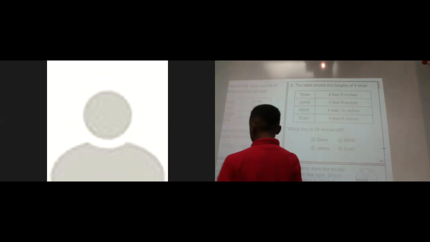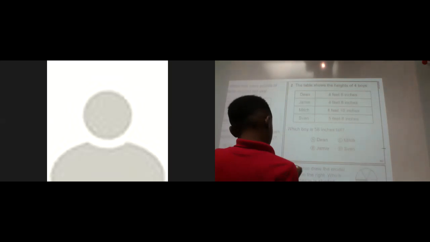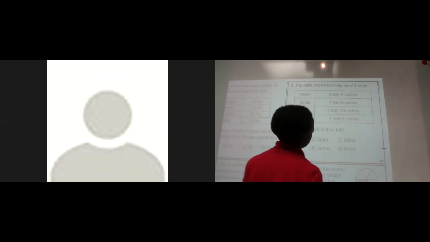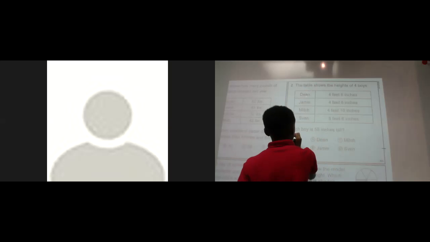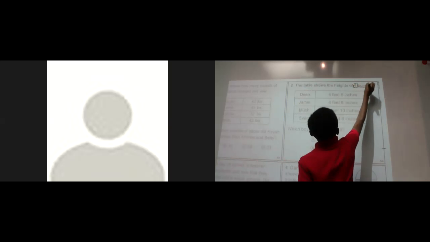All right, the table shows the height of 4 boys. So you got your little chart there. Which boy is 58 inches tall? Oh gosh. No, 58 inches. So underline your question. Circle any key information.